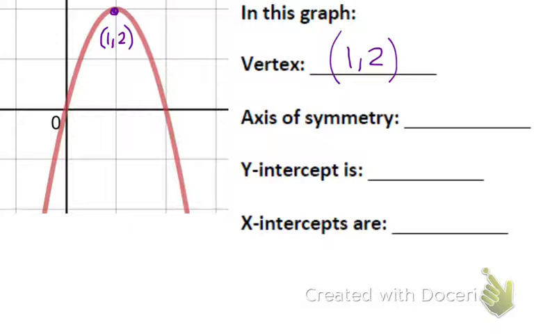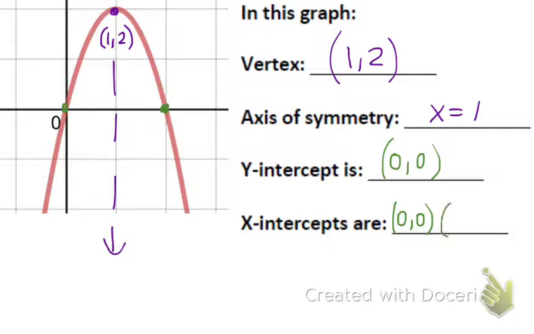The axis of symmetry goes through the vertex, so that'll be this line, x equals 1. The y-intercept is the place where it crosses the y-axis, which happens to be the point (0, 0). And then the x-intercepts are the place where it crosses the x-axis. We've got two of those, (0, 0) and (2, 0).